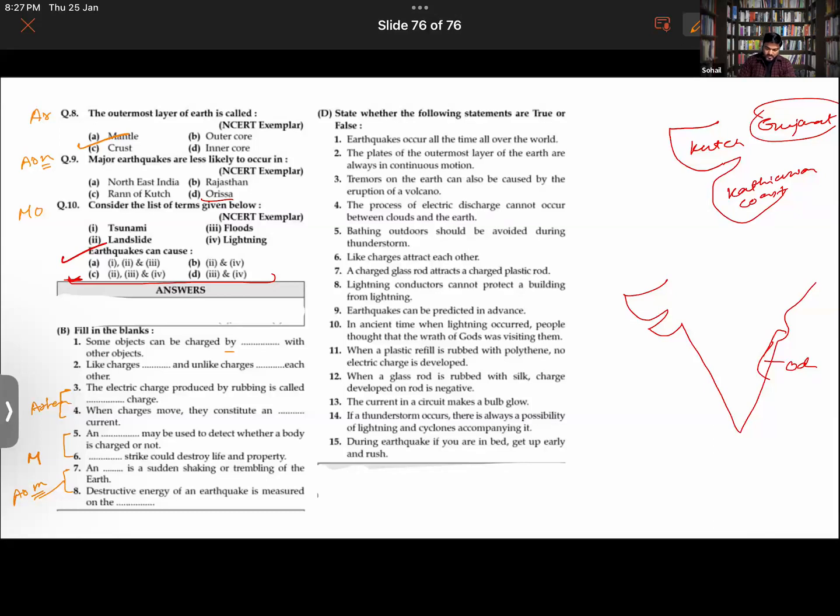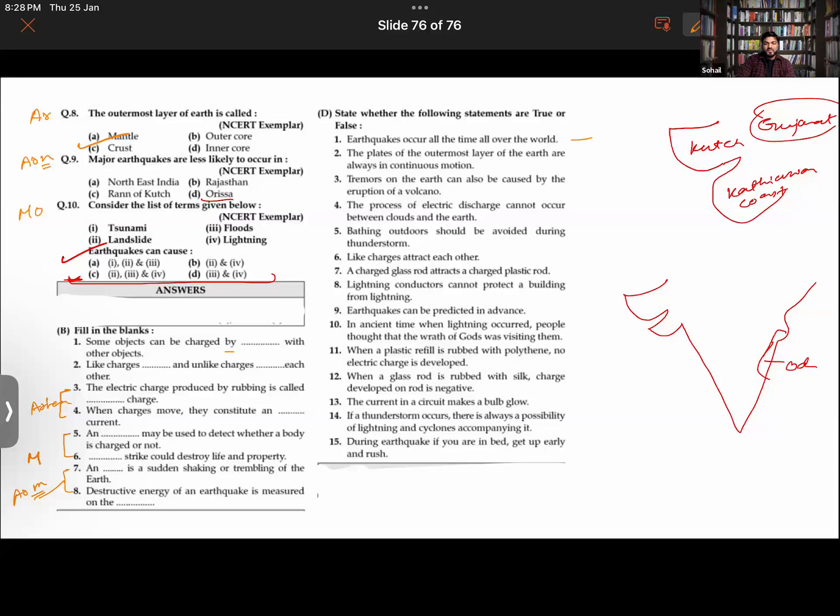Okay. Look at these questions. Earthquakes occur all the time, all over the world. Is the statement true, guys? True, sir. Question number 2: the plates of the outermost layer of the earth are always in continuous motion. What do you think? True, sir. Okay, Moz, what about the third statement? Tremors on the earth can also be caused by the eruption of a volcano. True, sir. Very good.